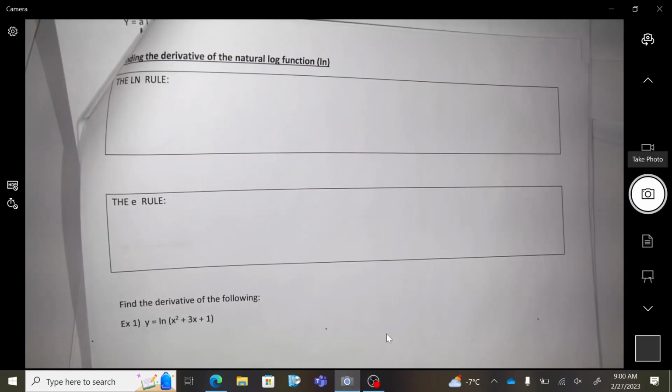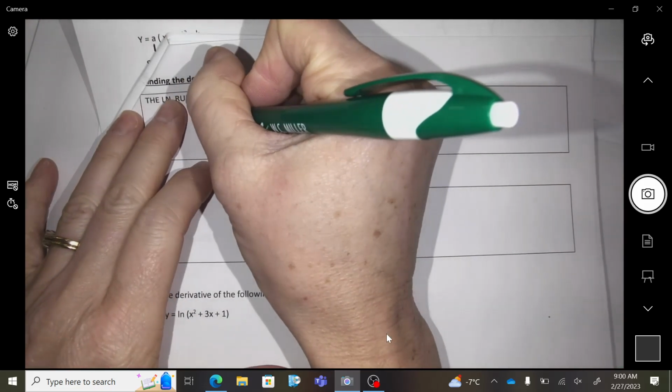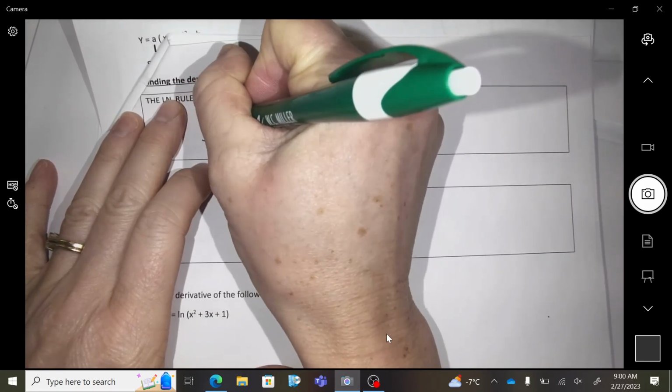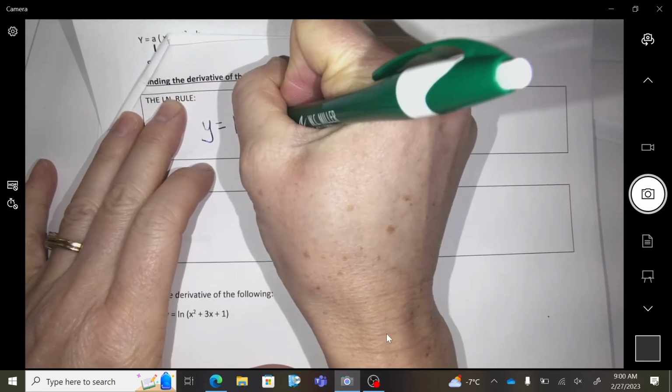Okay, so the last two rules apply to the ln, the natural log, and the e. And these are actually probably the more simpler derivatives. So here are your rules.